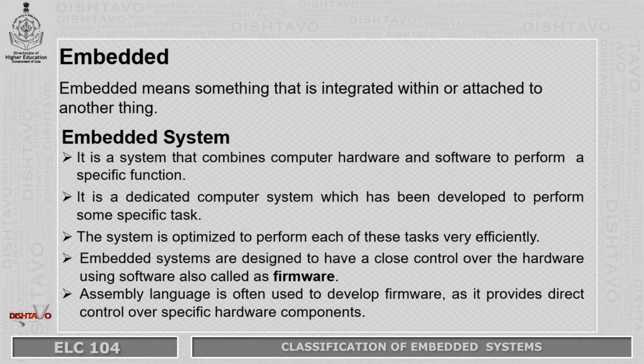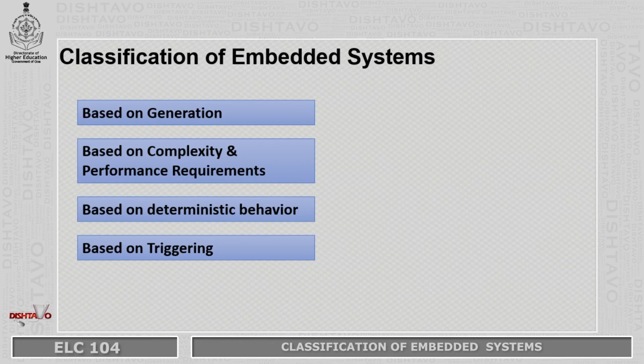Embedded systems have close control over the hardware using a type of software called firmware. Generally, assembly language is most often used to develop the firmware since it provides direct control over specific hardware components. Next, we see the classification of embedded systems.